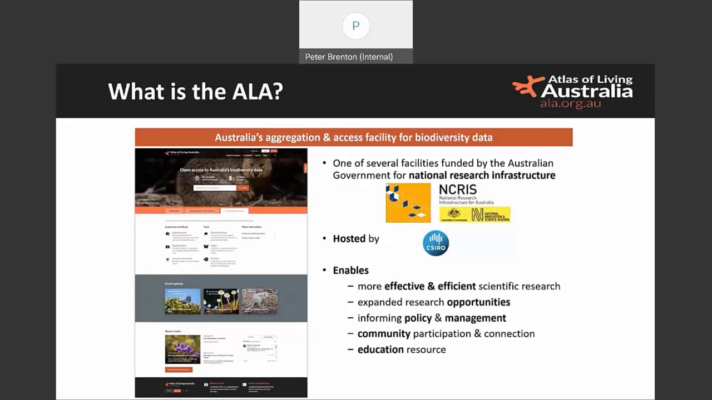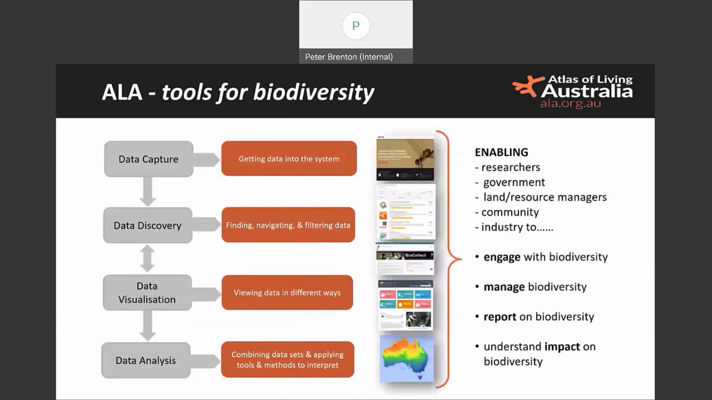But it also helps to inform better policy, better management of our natural assets, and better community participation and connection with Australia's biodiversity. We've developed a number of tools and digital capabilities to support the underpinning database. This ranges from tools for data capture, for discovery, for visualization, and for analysis. Together, these services and tools enable researchers, government and land and natural resource managers, community and industry to access this information, engage better with the biodiversity, and achieve better management outcomes.